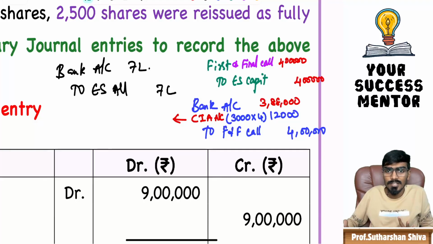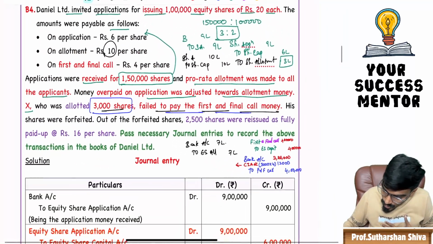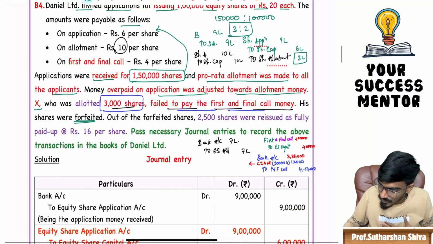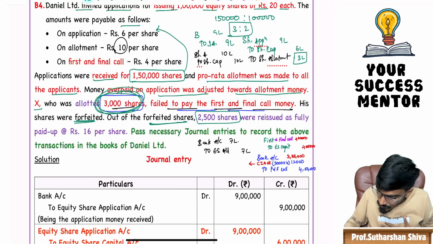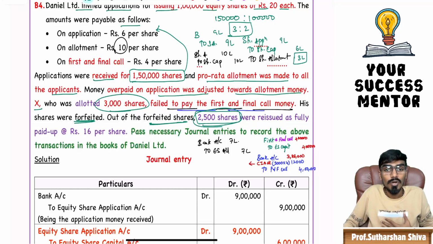First and final call, everything is over. Now, which part comes into the picture? Forfeiture comes into the picture. Correct? All his shares were forfeited. Out of the forfeited shares, we are just reissuing 2,500. We forfeited 3,000, we reissue 2,500. Are you able to understand?